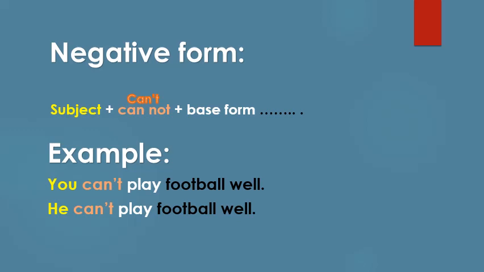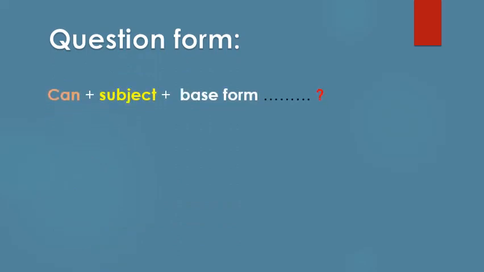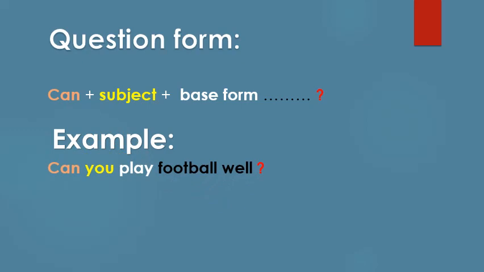Now let's move to the question form. حالة السؤال. Here just we swap the subject and can. So can becomes at the beginning, then the subject. So can plus subject plus base form. And here we have an example. Can you play football well? Or can he play football well? So here I am talking about the ability. I ask him about the ability.